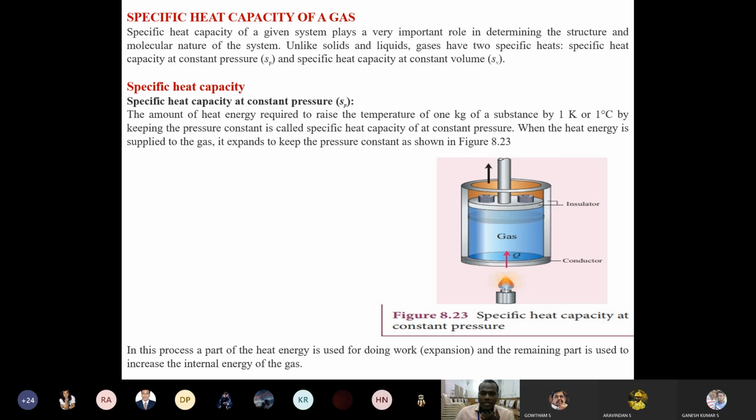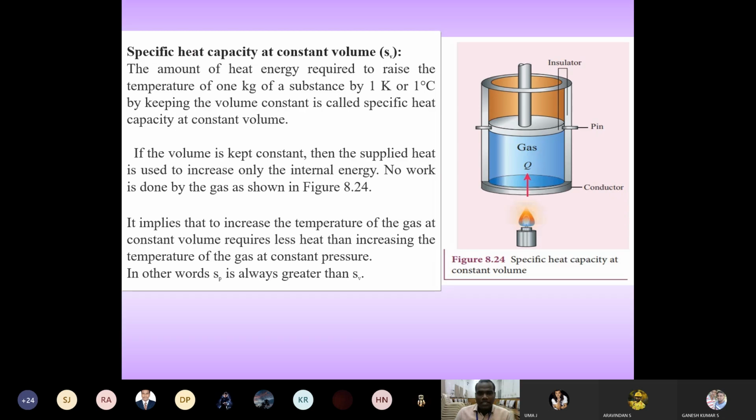So what can happen? In this process, a part of the heat energy is used for doing work, the expansion. The expansion will happen, and the remaining part is used to increase the internal energy of the gas. So the expansion happens, and there is also an increase in internal energy. We can get more clarification on this in the next stage.